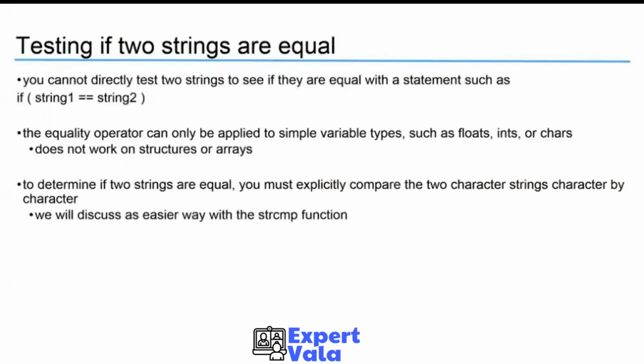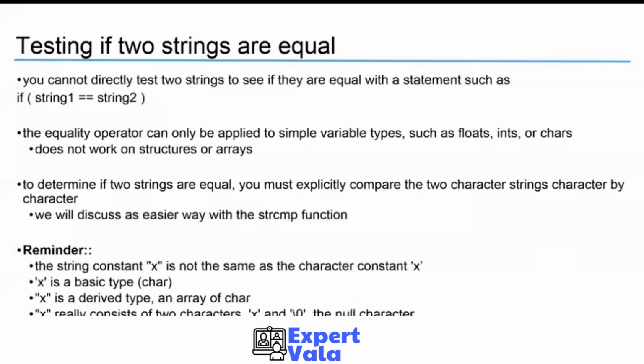If you want to determine if two strings are equal, you have to explicitly compare the two character strings character by character. So you would have to look at each element in the array, index by index. However, that would be really tedious. So we are going to talk about how you can do it very easily using the strcmp function from the standard library. But you cannot use the equality operator, remember that.